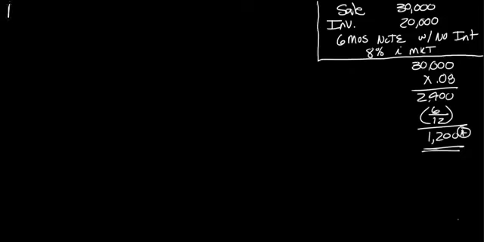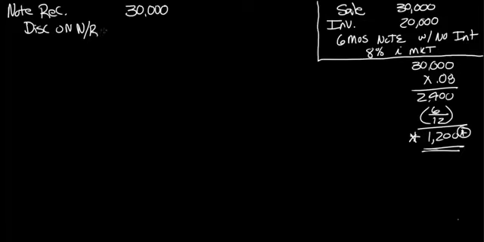So we're going to record the note receivable of $30,000. Now you're going to see why I did this, because now we're going to record an account called discount on note receivable, and that's going to be a credit account. So this discount on note receivable is a contra account. It's a contra account to the note. It's a contra to the note receivable.